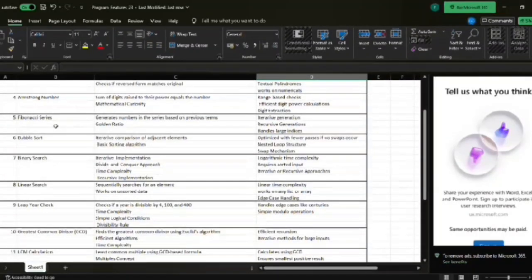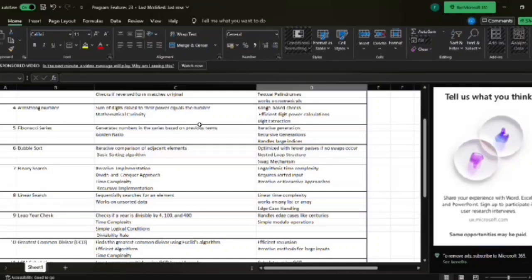6. Bubble sort. Iterative comparison of adjacent elements. Bubble sort repeatedly swaps adjacent elements if they are in the wrong order. Basic sorting algorithm. It's a simple sorting algorithm, but not very efficient for large datasets.